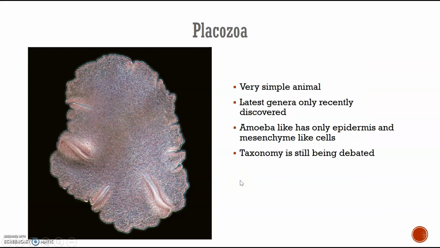Placozoans, we'll talk about these real quick. They are a very simple animal, basically two layers of cells with some mesenchyme-like cells in between. We're still sort of debating their taxonomy, but they are a very simple animal, and a few genera of them were discovered very recently in 2017. A German scientist actually found a new genus of these living in his fish tank.